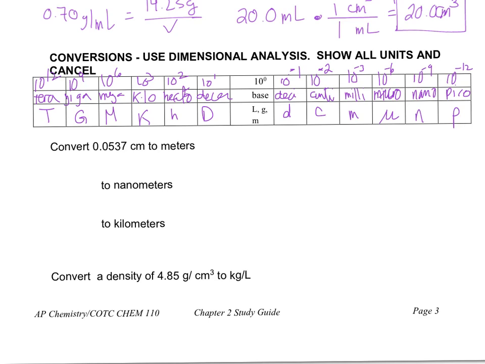So let's try these. It says convert 0.0537 centimeters to meters. So what you do is you write down the number that you have. So, 0.0537 centimeters. You do a conversion factor. A conversion factor is a fraction where the top and the bottom are equal to each other. So the conversion factor itself is equal to 1. So when you multiply the number by 1, it's equal to itself. So it should be equivalent. So that's why you're allowed to do that.